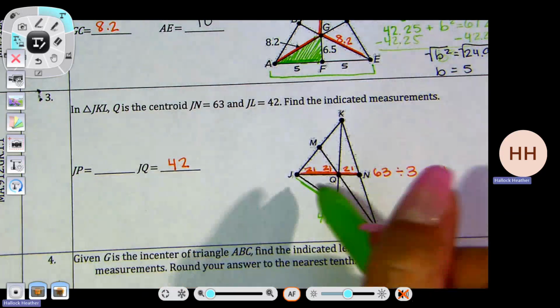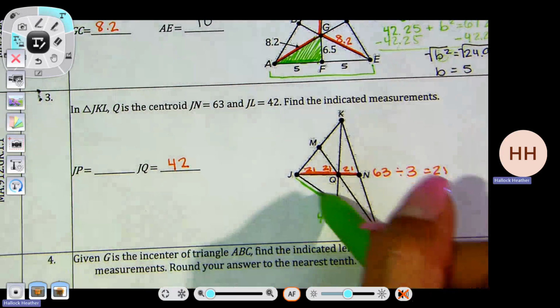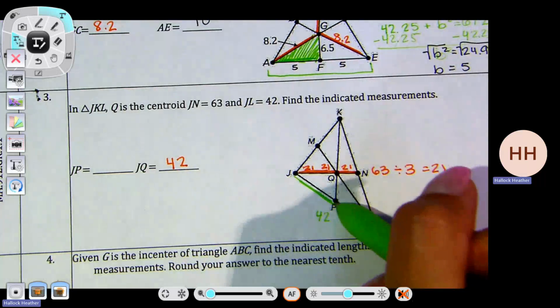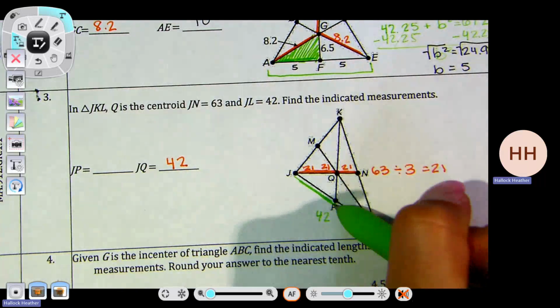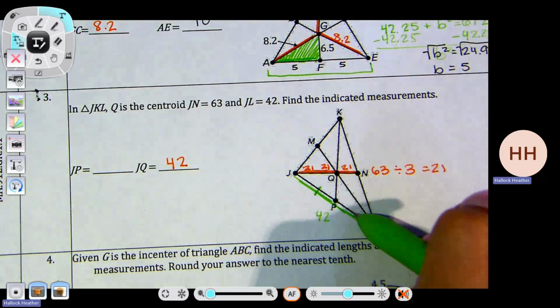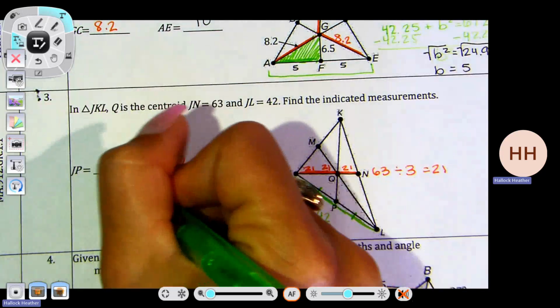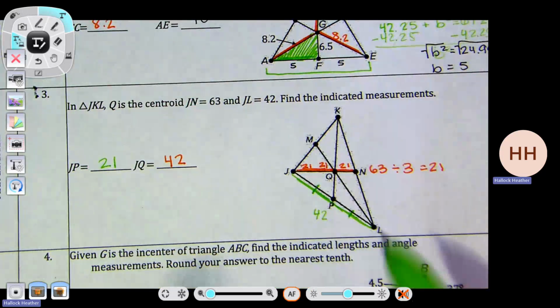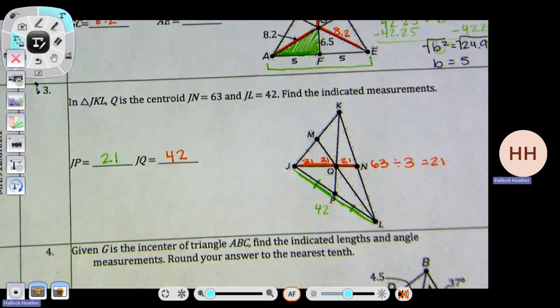JP is this piece outside. This is not splitting into thirds. This is a midpoint made by the median of the triangle. So we're going to split it in half to make 21, because the whole thing is 42. So I split it in half to make 21.